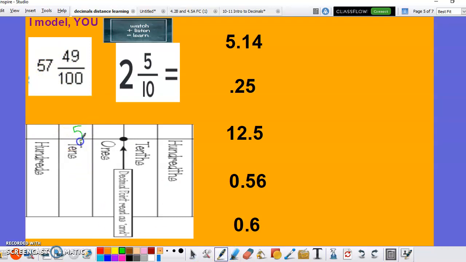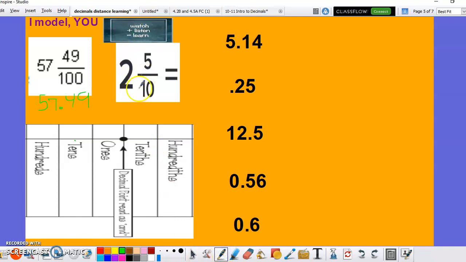There's 5 and 7. Now when I look at this, I have 49 out of 100. So here's my hundredths place. I'm going to put my 4 and my 9. So how I would write 57 and 49 hundredths here as a fraction, this is how I write it as a decimal. 57 and 49 hundredths.